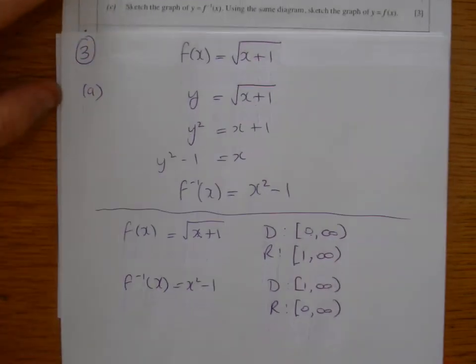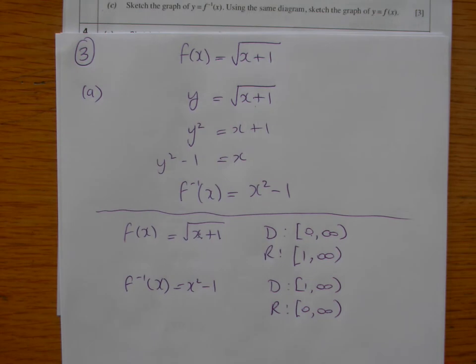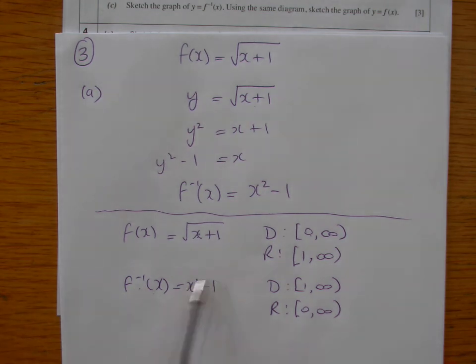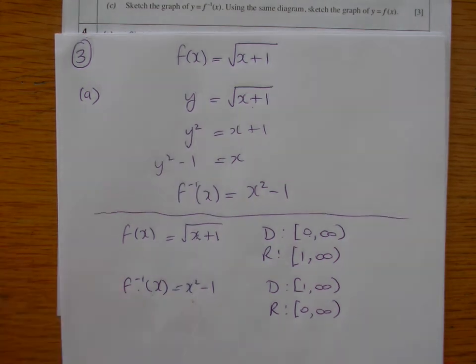We're then asked to sketch f to the minus 1 of x using the same diagram, sketch the graph of y equals f of x. This is interesting this time because they're asking us to sketch this function first. And if you think about it, it's actually easier to draw this, isn't it? Because you know what that looks like. And f of x, maybe you're not so sure what it looks like. So they're getting you to draw this first. They're helping you in a way.